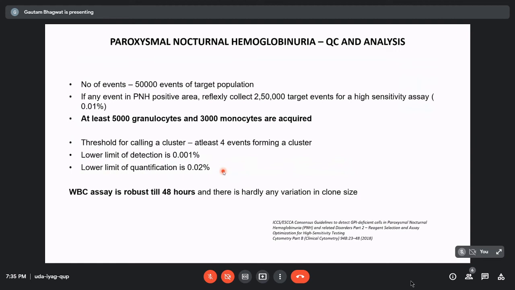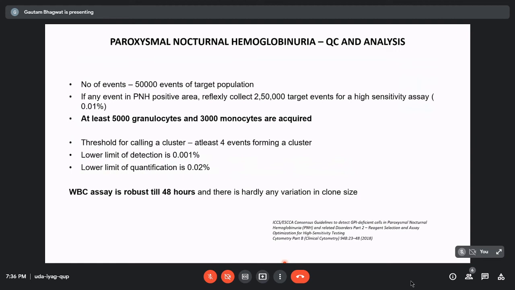area, then with reflex we would collect another 250,000 target events, so that we get a high sensitivity assay going down to 0.01%. Now why this is important is, to make a diagnosis of PNH, it is required that we get at least 5,000 granulocytes and 3,000 monocytes. As we all know, PNH usually presents with cytopenias and leukocytopenia, so to get these 5,000 granulocytes and 3,000 monocytes we need at least 3 lakh events, and only then we get a very high sensitive assay.